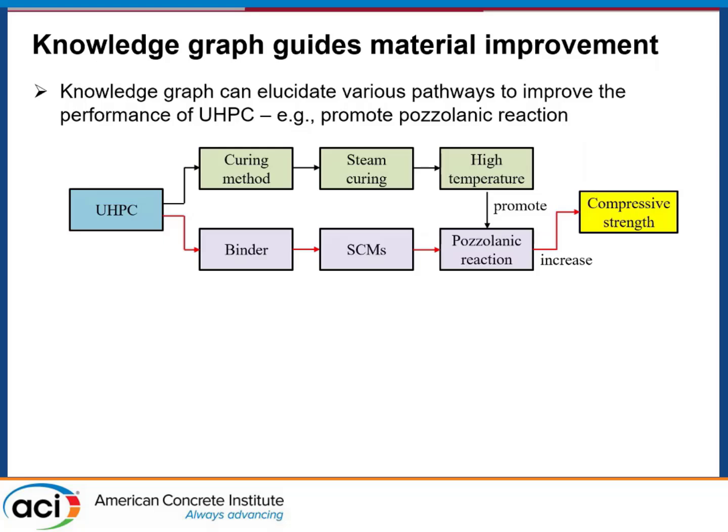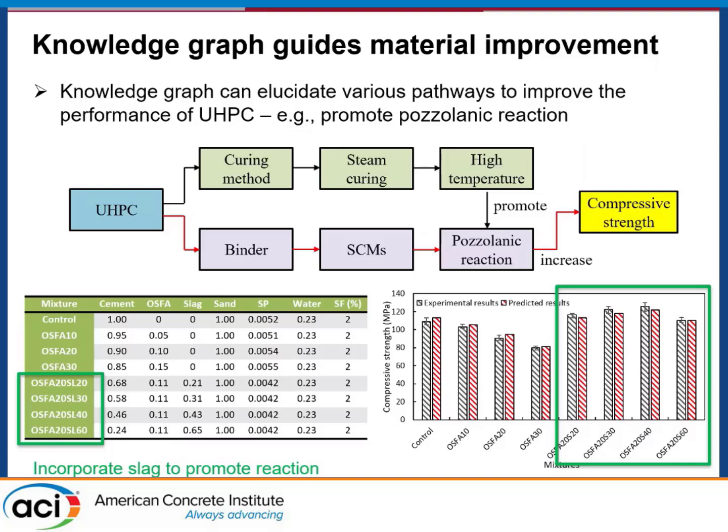knowledge graph, we can clearly see what the strategies or the pathways are to increase the compressive strength of UHPC. So here we can see that if we put in some of the SCMs, supplementary cementitious materials, which can promote the pozzolanic reactions, highly possibly we can increase the compressive strength. And because of that, we try to incorporate some of the slag, the pozzolanic materials, into the system. So once we incorporated 40% of slag, we showed a significant increase in the compressive strength. It's higher than the control.